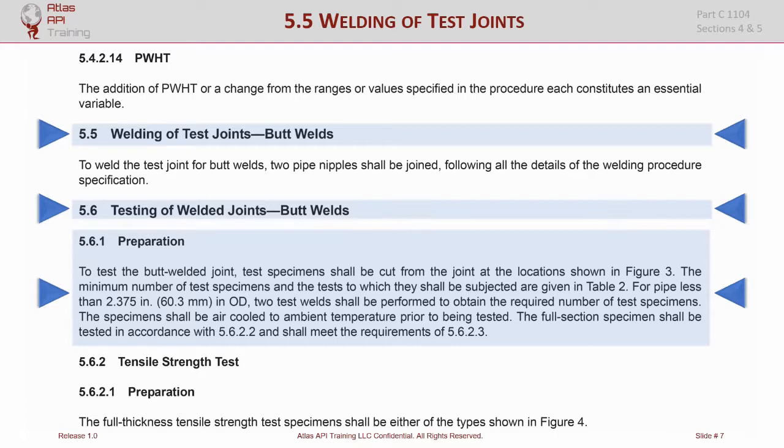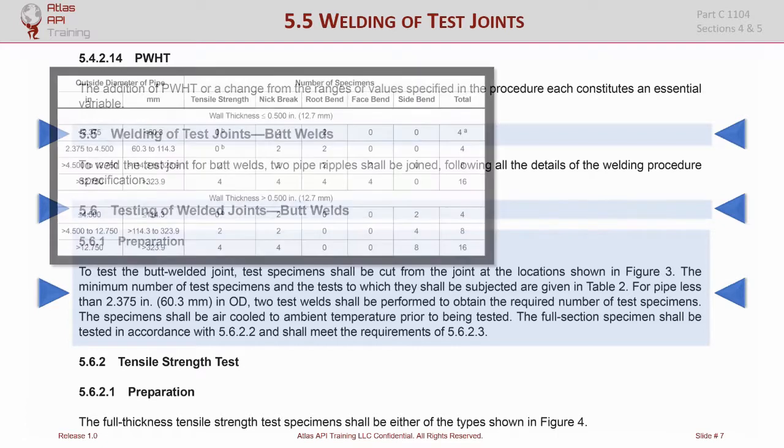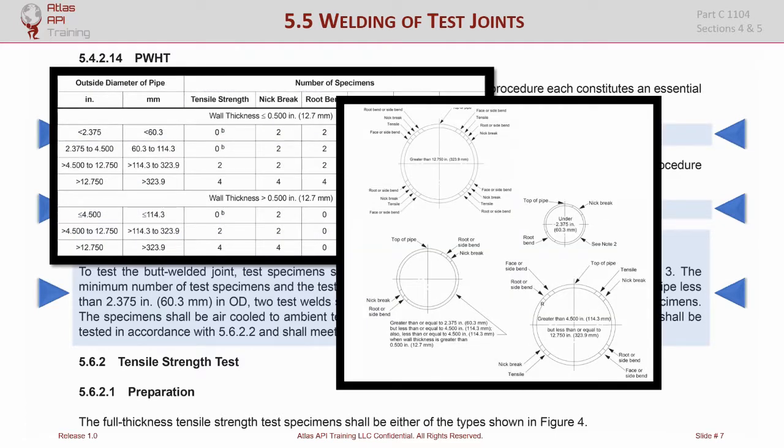Here's another example of a narrated slide. API 1104 Figure 3 illustrates the location of test butt weld specimens for procedure qualification testing. It contains 4 pipe illustrations, each representing a different group of pipe diameters.